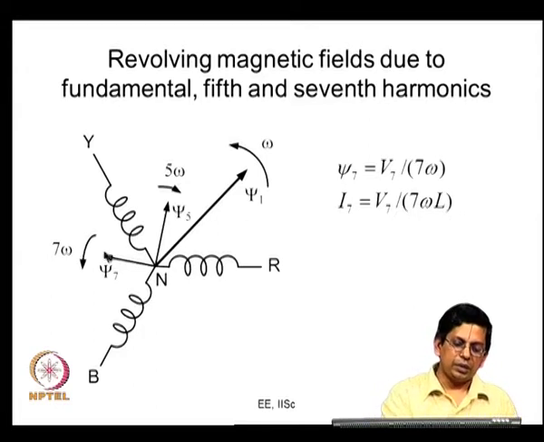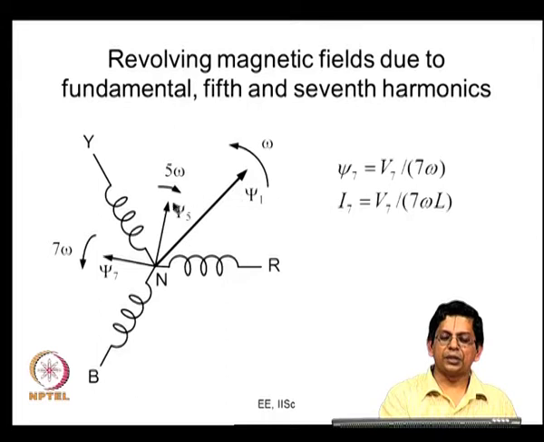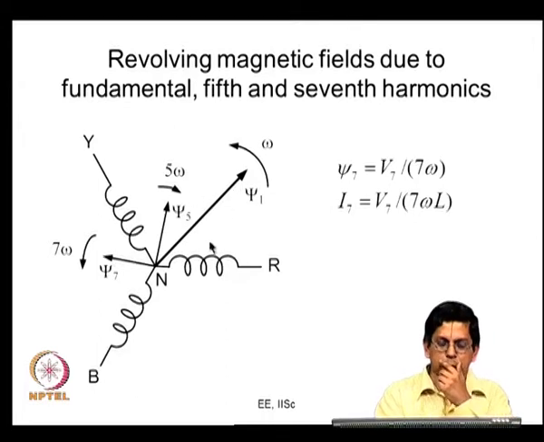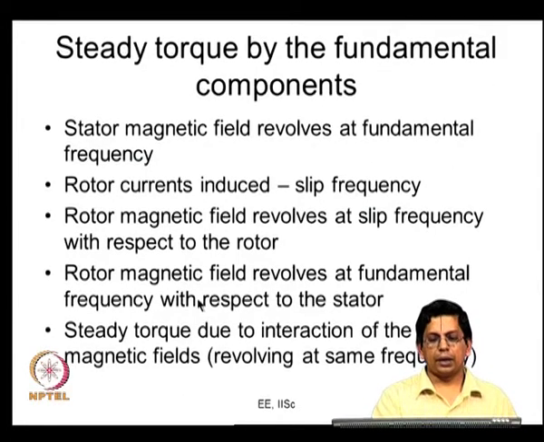Now, if you look at here, this is 7 omega and this is what I am giving as psi 7, it is revolving in the same direction as the fundamental, but at a speed 7 omega. So, interestingly, the relative speed between psi 7 and psi 1 is the same as the relative speed between psi 5 and psi 1. Here the relative speed is 6 times omega, here also the relative speed is 6 times omega. Therefore, this also contributes to the 6th harmonic torque.